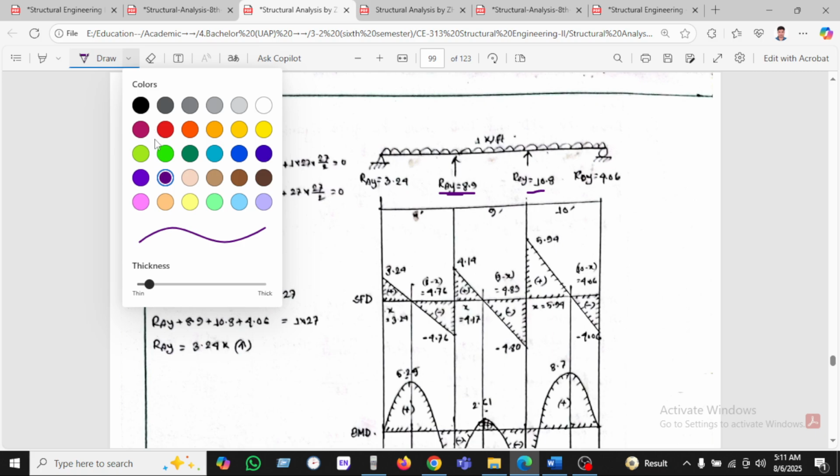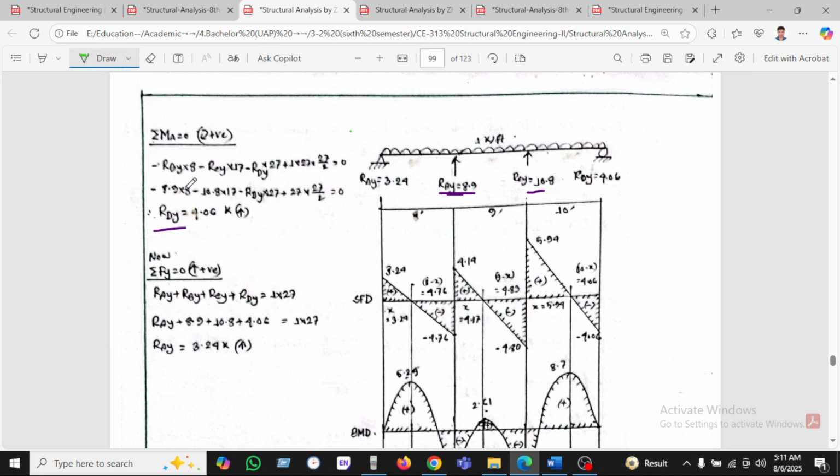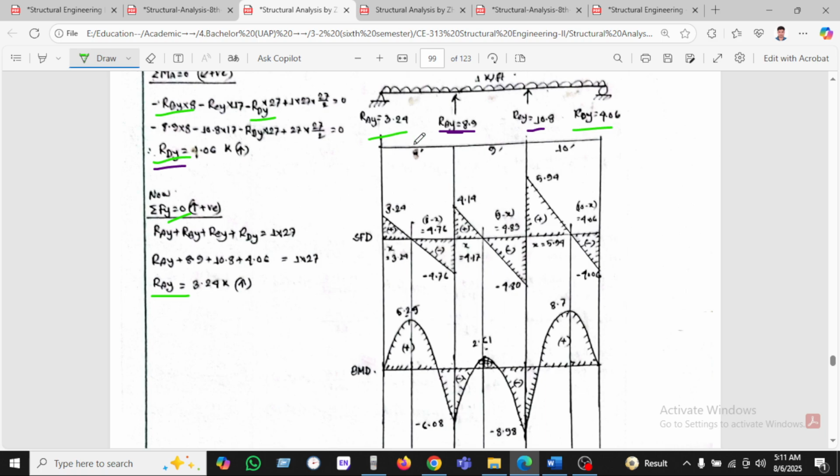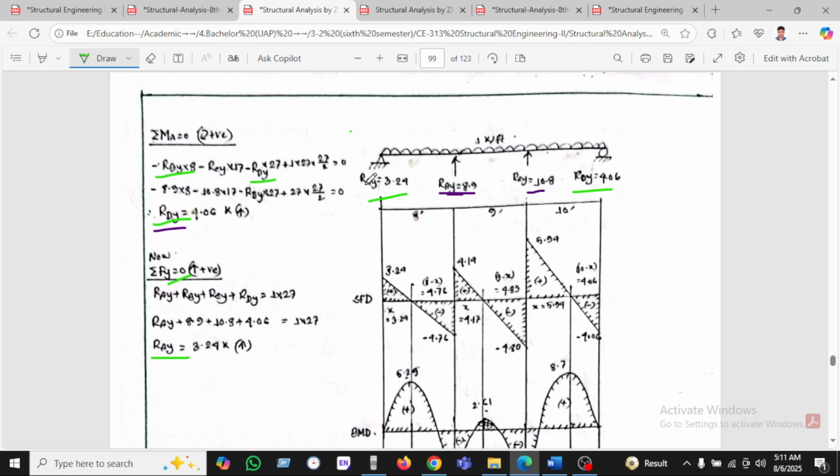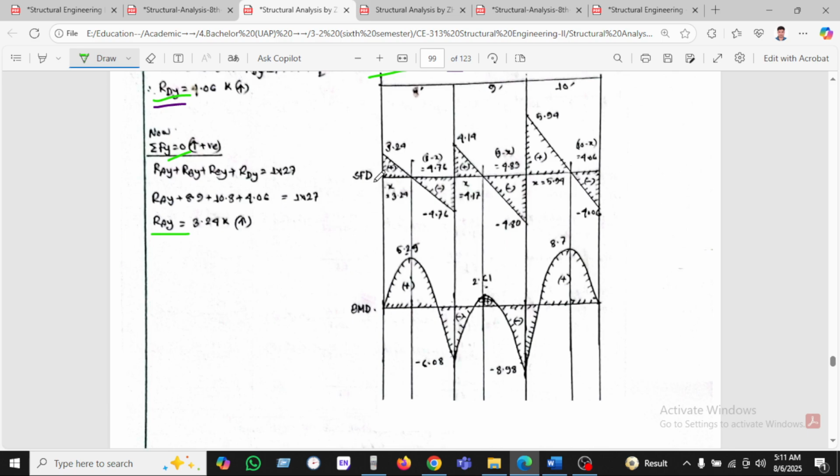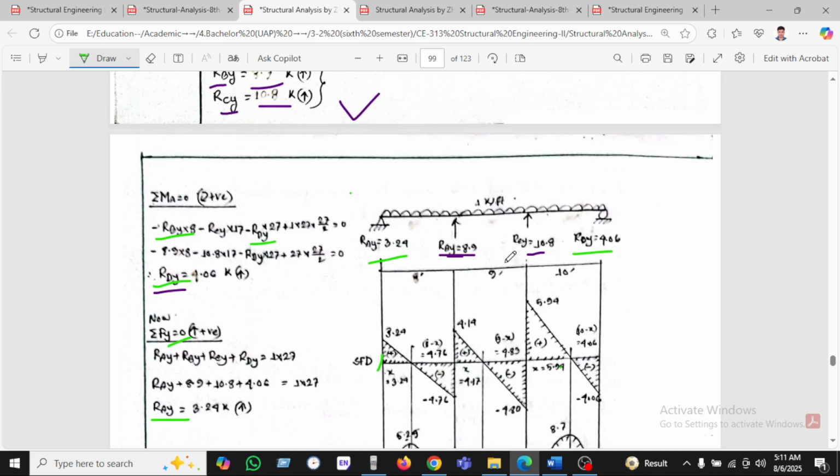Now I'm just changing color. Then we take the summation of Fy, then RDY will be found, and the summation of Fy gives RAY. This is the RAY. After getting these 3-4 values, we can draw the shear force diagram, and after getting the shear force diagram, we can draw the bending moment diagram.